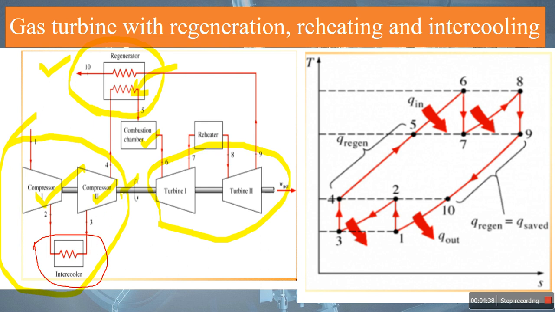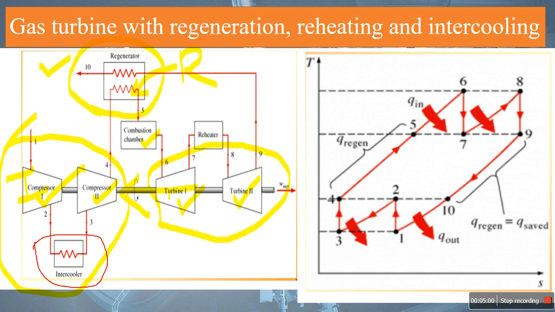So as a result, the compressor work is going to reduce. So it is the intercooling. This is the regeneration method, and after combustion, that combustion is carried out in two stages. It is the high pressure turbine and it is the low pressure turbine. So it is called a reheater.